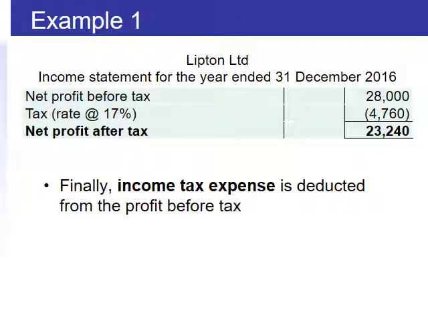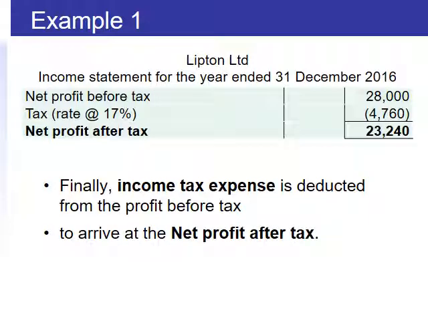Finally, your income tax expense is deducted from your profit before tax to arrive at the net profit after tax. So you look at the statement now. Net profit before tax, remember, the word is before tax, is 28,000. Less the tax of 4,760, you get the net profit after tax of 23,240. So it's a very simple calculation. At the end of it, you get your net profit after tax. But take note of the sequence and the concept. Understand the concept, and it'll be easier for you.